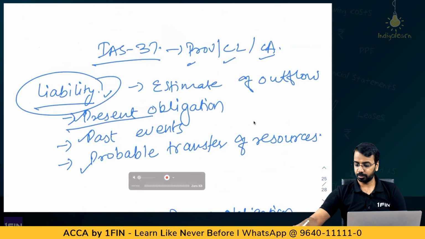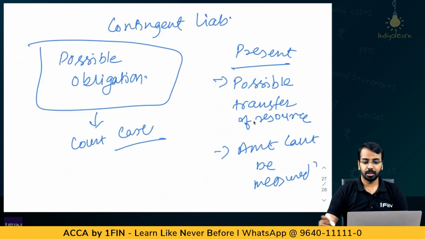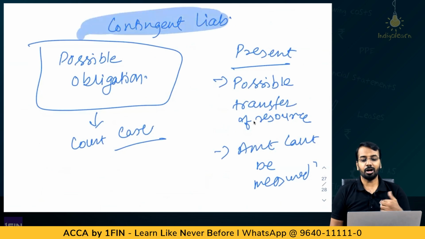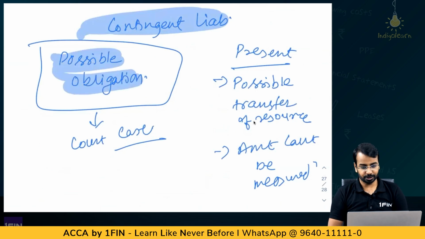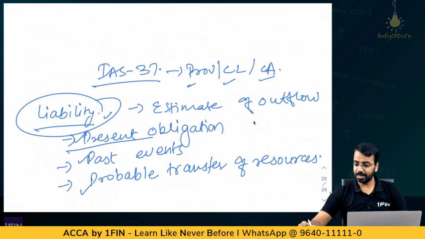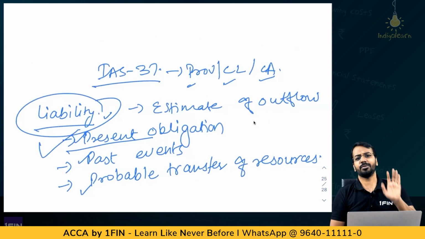Now, the difference that you need to understand here is present obligation. I'll just repeat it. Contingent liability. When we talk about contingent liability, there is a possible obligation. Possible obligation means it is not present. When I say something is a liability, there has to be a present obligation. Today there must be an obligation. But if it is a possible obligation, then it is not a liability, it is a contingent liability. Possible means in future there may be an obligation.